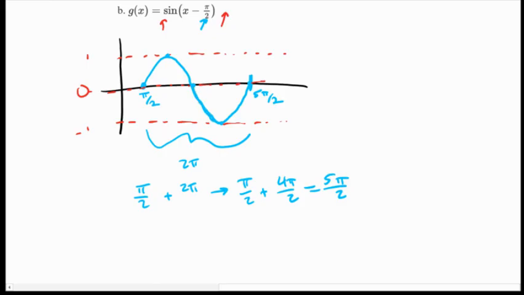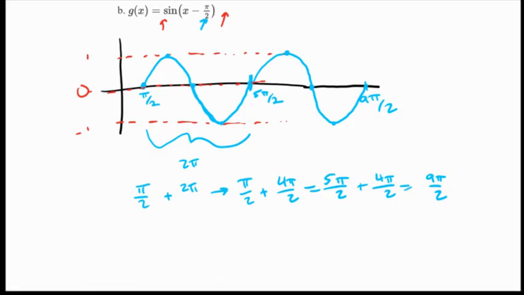That's one cycle, and then we're going to go another 2 pi. That'll give us 9 pi over 2, which is, again, somewhere, let's extend this a little bit. Somewhere over here, 9 pi over 2. And again, it goes back to the top, the midline, the minimum, and back to the midline. So there's our two cycles starting at pi over 2, the period being 2 pi, and that's where we get our graphs from.